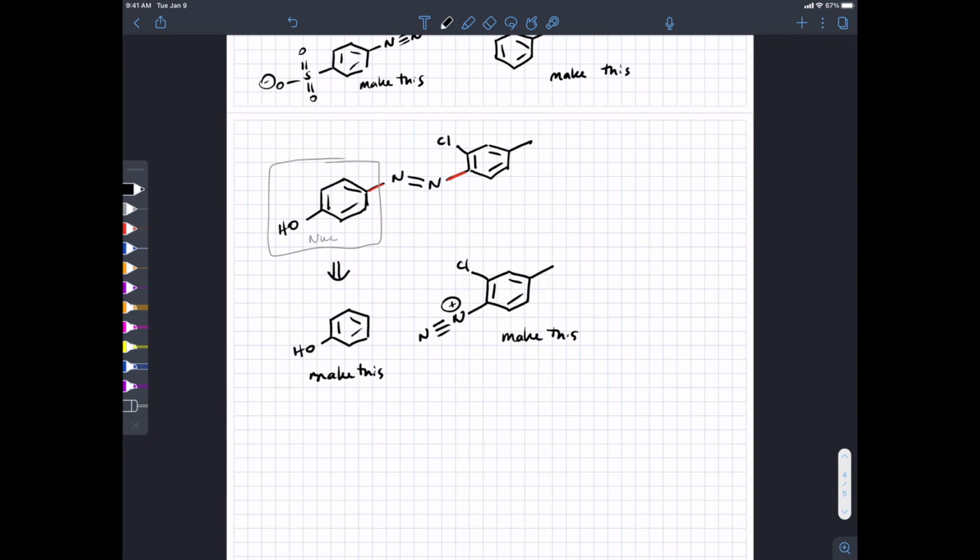The phenol should be easy. We've already done that. Here, you're going to have to figure out how to get this methyl group meta to the chloro group. That's sort of the big challenge there. Once you have the methyl and the chloro together, you can then put the nitro group here and then proceed to do the diazotization reaction.